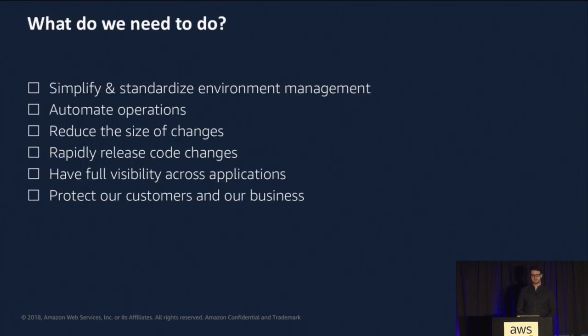So what we've noticed among a lot of our customers over the last few years is that they're building applications in a really specific way. And what they're doing are these 6 things. They're simplifying and standardizing the environment management where their code is running. They're automating the operations for their code. They're reducing the size of the changes that they need to make in order to get code into production. They're rapidly releasing those code changes. And they're getting full visibility. They're instrumenting so that they can see every part of an application. And then they're protecting their customers and the business across the application lifecycle.